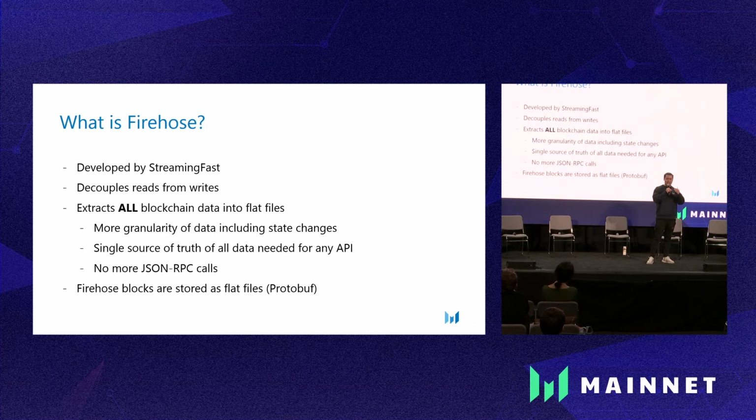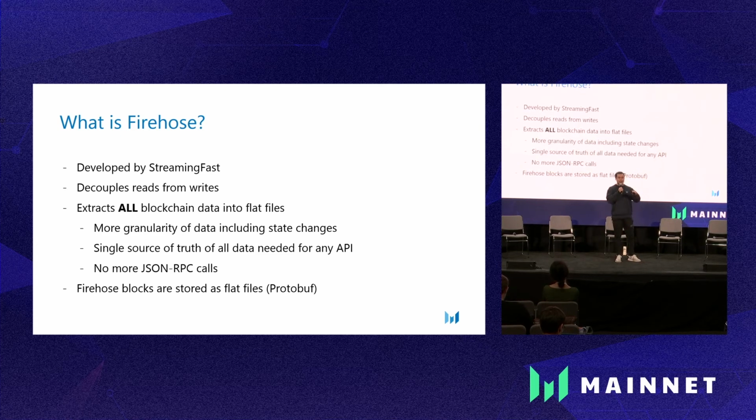So it essentially decouples the reads that people make to the JSON RPC nodes from the writes. It also extracts the block data in such a way that it has a lot more data than what's available in the JSON RPC nodes. It's very exhaustive. It includes a lot of the state changes, the deltas before and after, such that once a block has been processed by the Firehose, you never need to go back to the JSON RPC node again to get data. It could serve as the single source of truth.